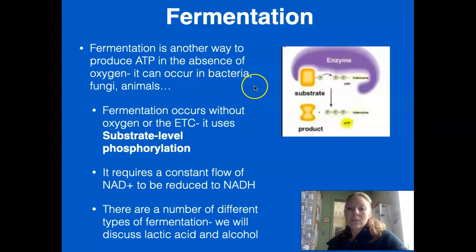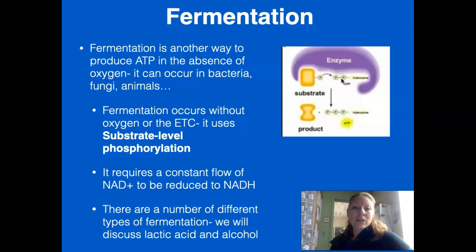And if you remember what substrate level phosphorylation is, it's simply phosphorylating an ADP into an ATP by being the substrate. It is the substrate in an enzyme, and it just claps them together, and that is how the ATP is produced. And so in this process, through glycolysis and fermentation, we're going to be using substrate level phosphorylation. And it requires a constant flow of NAD plus to be reduced into NADH.